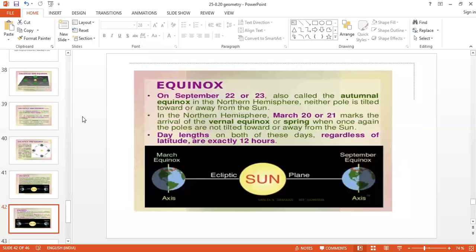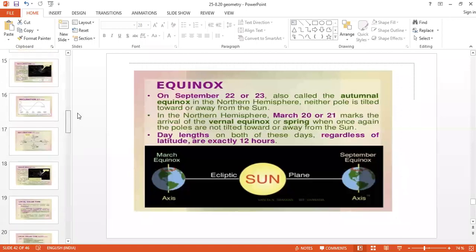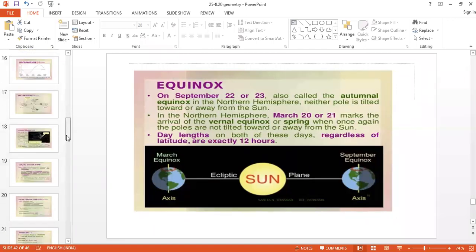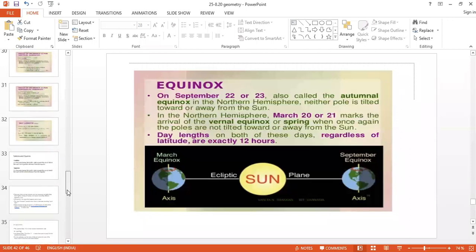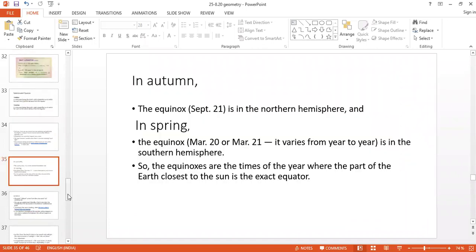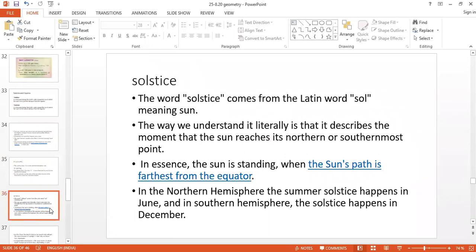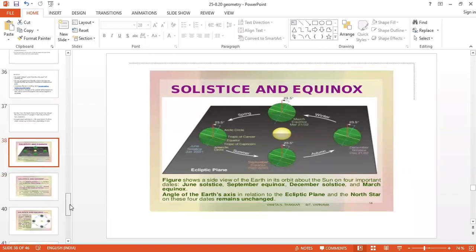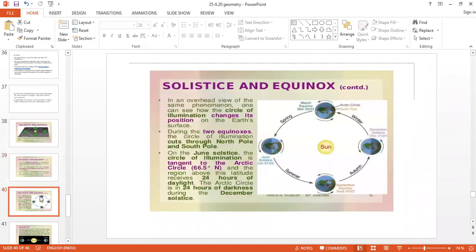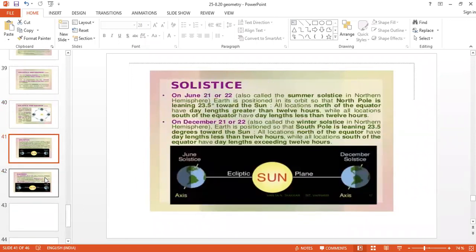So these are solstice and equinox. We are discussing angles, solstice and equinox in the autumn season, spring season, winter season, and summer season. And the diagrams shown here are of spheres, either northern hemisphere or southern hemisphere.